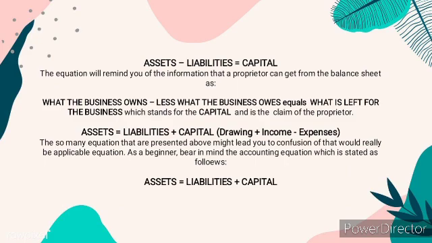So, assets minus liabilities equals capital. In short, what the business owns, less what the business owes, equals what is left for the business, which stands for the capital and is the claim of the proprietor.